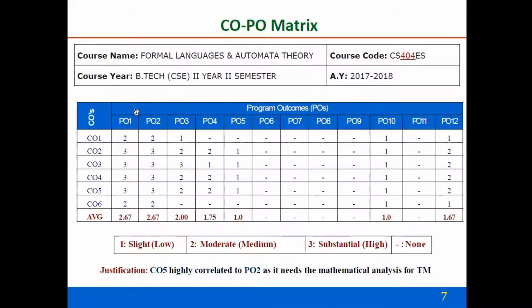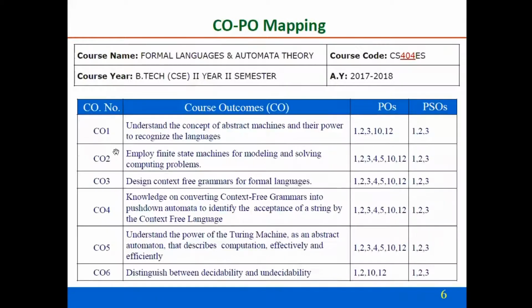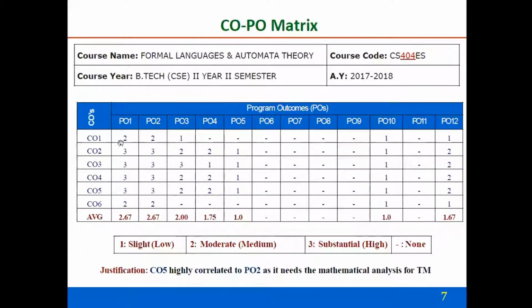Now let us see, I will explain one sample. CO1 mapping with 1, 2, 3, 10, 12. How to define the levels? The CO is: understanding the concept of abstract machines and their power to recognize language. Here I have mentioned 2. Why? Some mathematical knowledge, not very low, not very high, some moderate or medium level mathematical knowledge is required. For this CO related to PO1, that's why I have given 2.